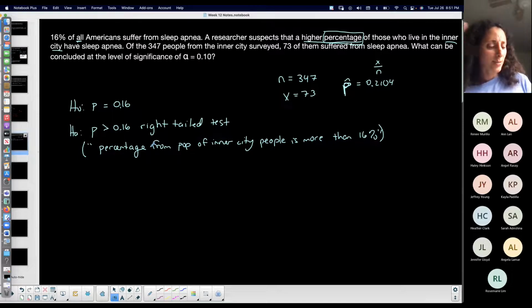Now they asked for the test statistic. Let's go. How do we find the test statistic? I'm asked for the test statistic. How do I find that?